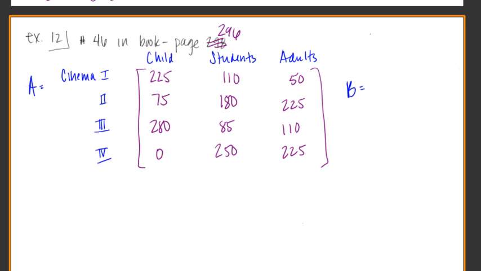So if we look at row 1, it means that the first movie theater, on that Sunday afternoon, in that matinee, whatever movie it was, had 225 children, 110 students, and 50 adults attend. If we go to row number 2, it says cinema number 2, the second theater, had only 75 children, 180 students, and 225 adults. If you go down to number 4, there were no children, but 250 students and 250 adults. I bet you it was rated R or something, obviously, because no children were at that one.